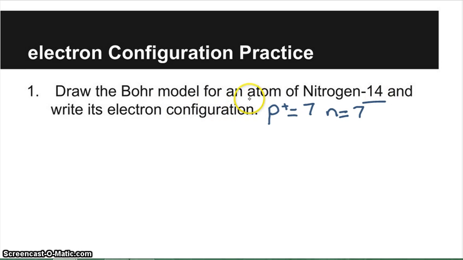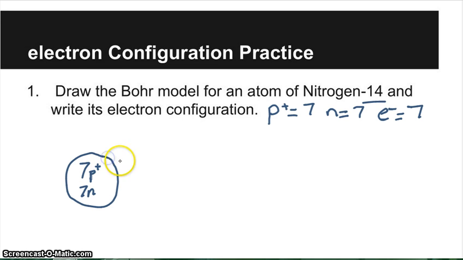The next trick is that this is an atom of nitrogen, and if we are given an atom, that means it's neutral. Anytime we have a neutral atom, the protons and the electrons are going to be equal to each other to neutralize each other out. So this atom would have 7 protons, 7 neutrons, and 7 electrons. In the nucleus, you would have 7 protons and 7 neutrons. But the key for the Bohr model is where the electrons are. So we're going to have to put 7 electrons around this nucleus.